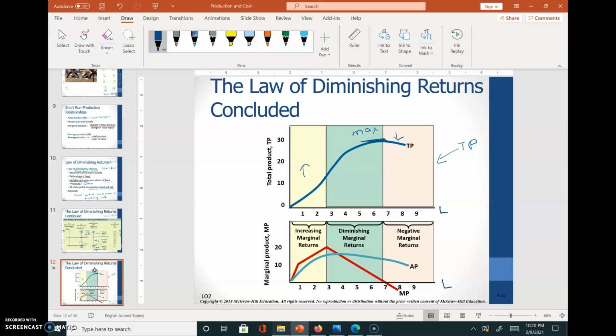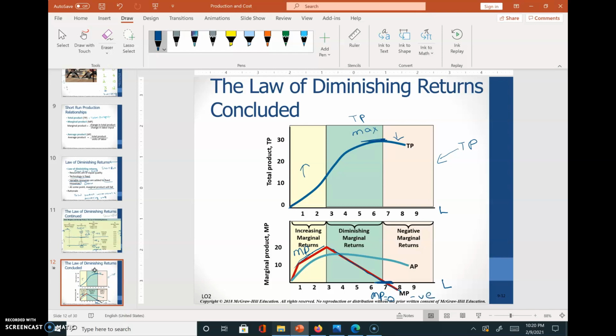And as you can see here, this marginal product is increasing, then this keeps going down. We have diminishing marginal returns. Whenever the total product is maximum, marginal product is equal to 0. And whenever total product goes down, this marginal product is a negative number.